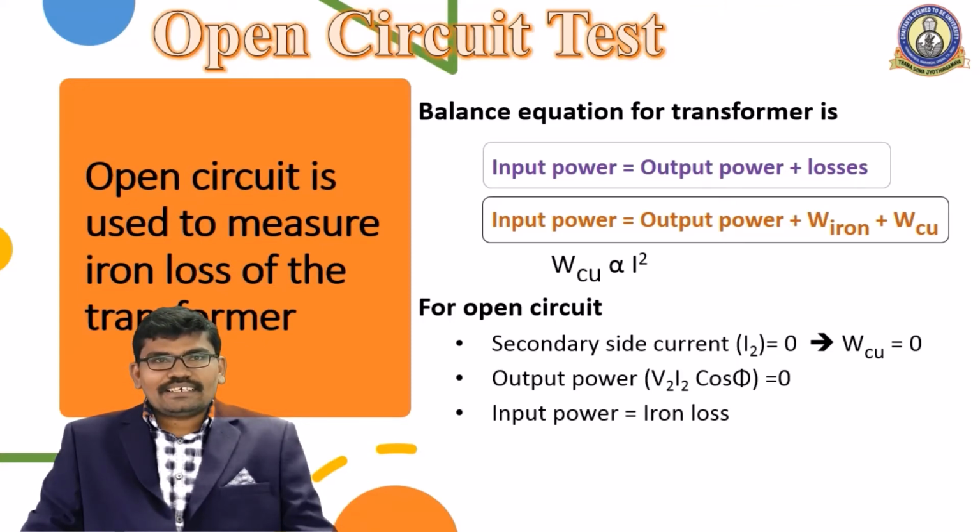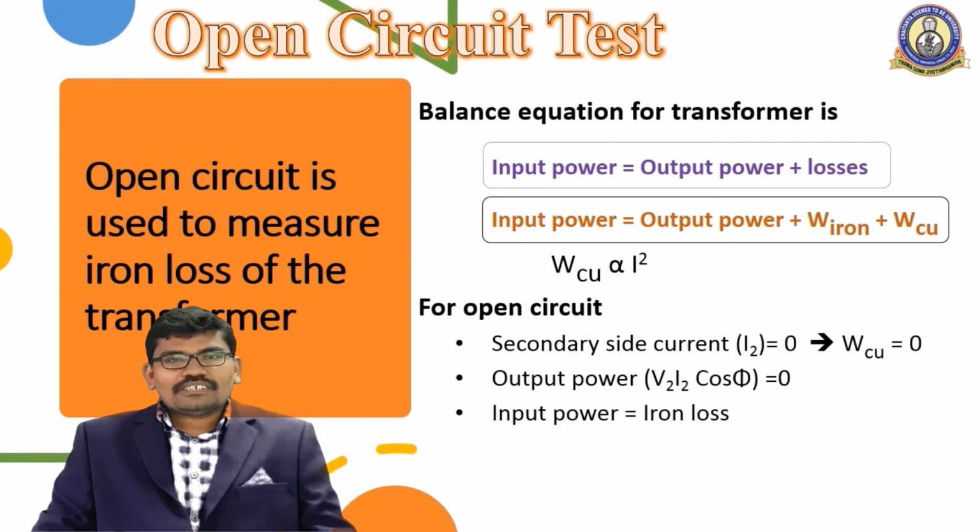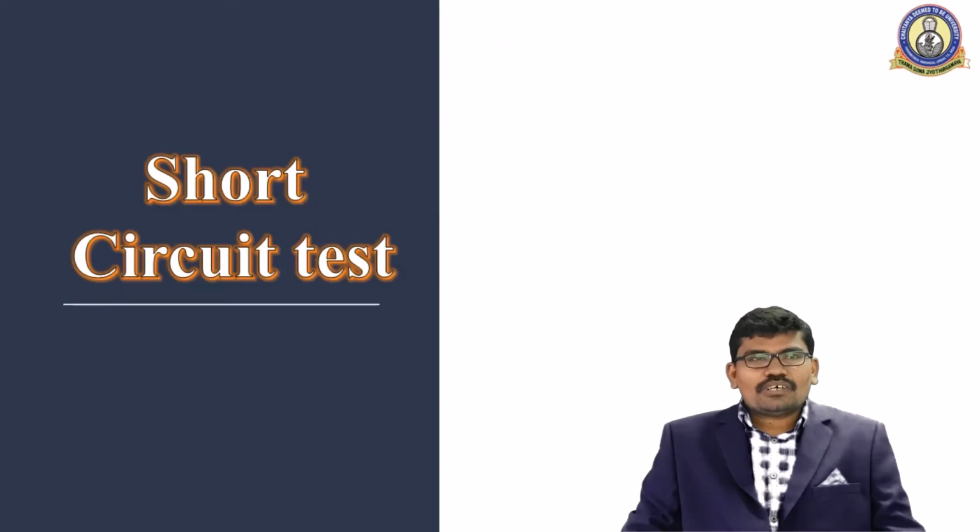So it is clear that the input power is iron loss. We are giving power to the transformer, but we are not getting any output power. Simply the machine is absorbing the power; the magnetic core is consuming the power. That is referred to as iron loss in the transformer. Next, we go to the short circuit test.